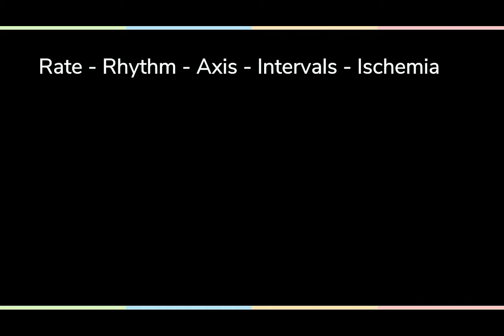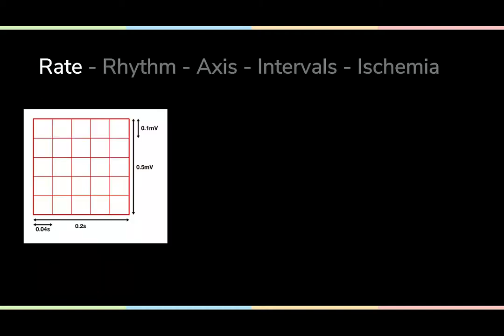All right. So why don't we jump in and start talking about rate first? We're going to attack rate. Here we go. On a standard ECG, there are small boxes and there are large boxes. The small boxes represent 40 milliseconds or 0.04 seconds, as you can see here. And the large boxes, which are comprised of 5 small boxes, therefore represent 200 milliseconds.